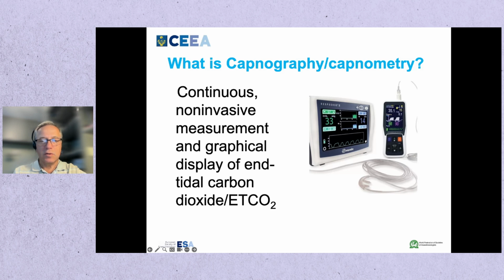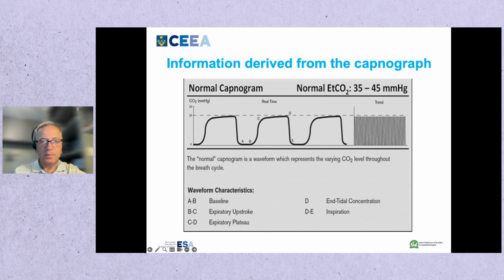The end tidal CO2 is the maximum partial pressure or concentration of CO2 in the respiratory gases at the end of the exhaled breath. A capnometry monitor displays the end tidal CO2 value alone, whereas a capnography monitor displays the end tidal CO2 value plus a continuous capnography waveform.